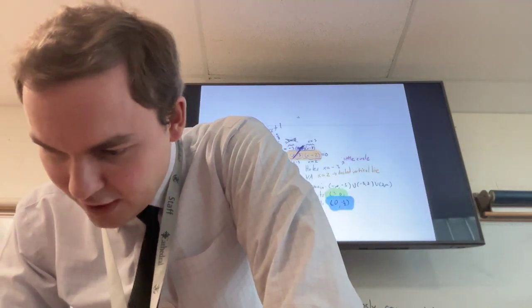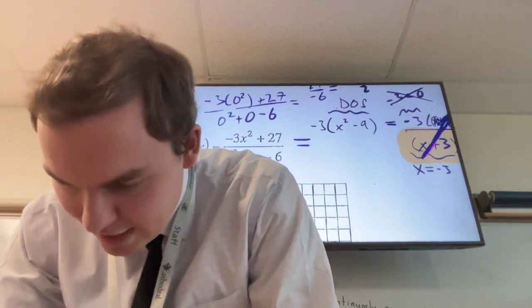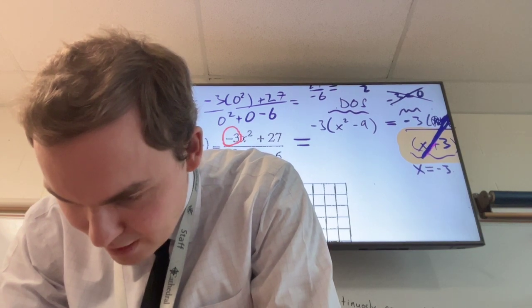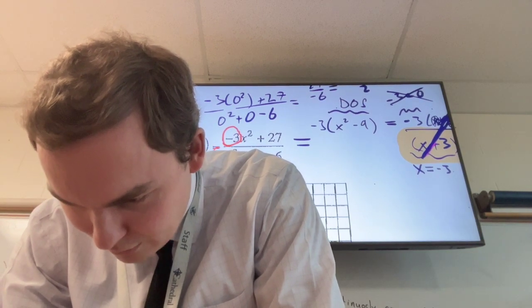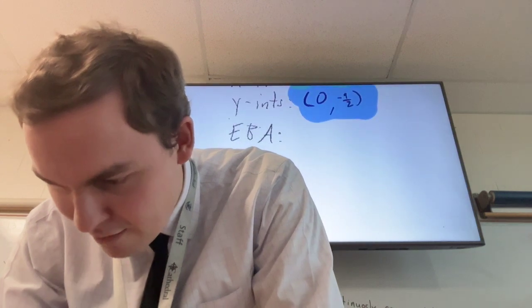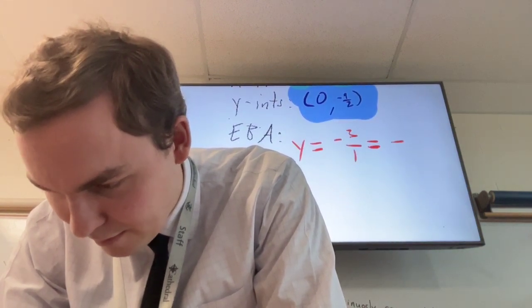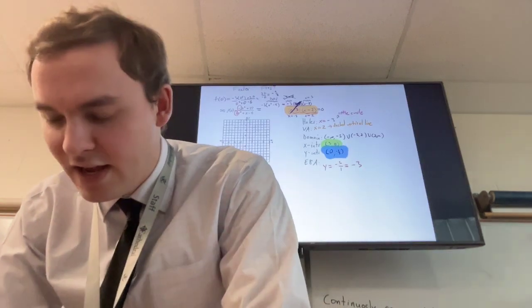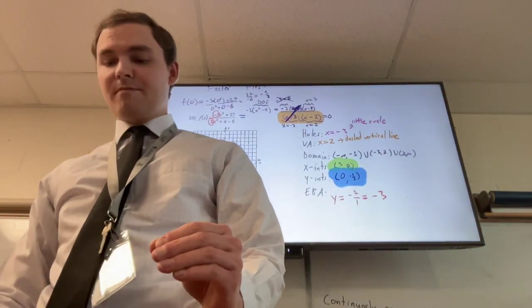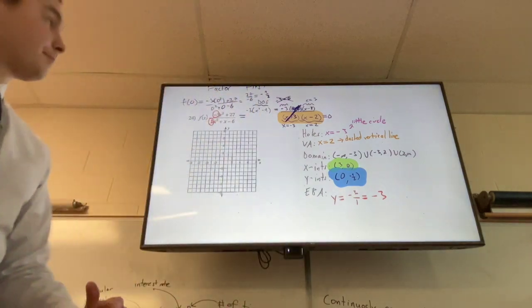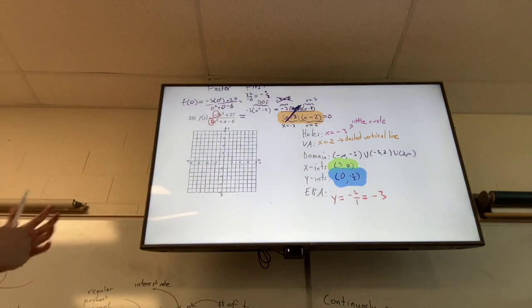So my lead coefficient on top is what? -3, right? It's the number next to x squared. What about on bottom? It's technically a 1. Yeah, there's a 1 right there, okay? So my end behavior asymptote is going to be y equals -3 over 1, or just -3. Okay, so I have all my information written down. Now I'm ready to start graphing, okay?